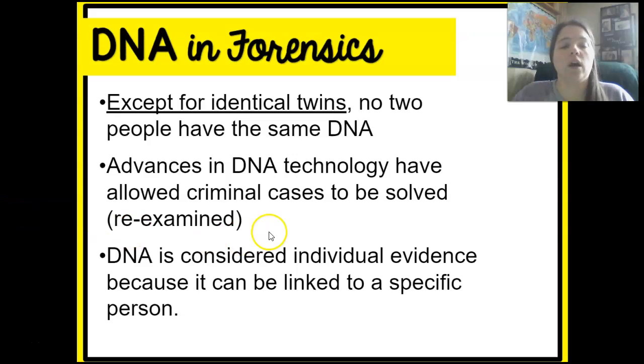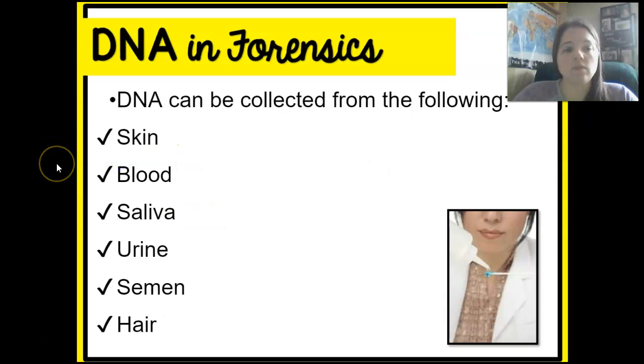And you could see, based on your projects that you did yesterday, that some of the cases you looked into, especially in the Innocence Project, have been re-examined and the people exonerated because DNA proved that they were innocent. So DNA, where can we find DNA on us or at a scene? Well, DNA is on your skin, in your blood, your saliva, your urine, your semen, your hair.